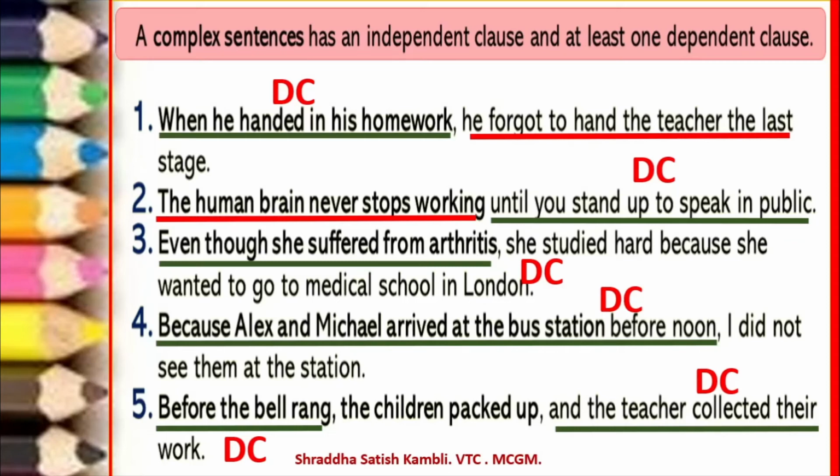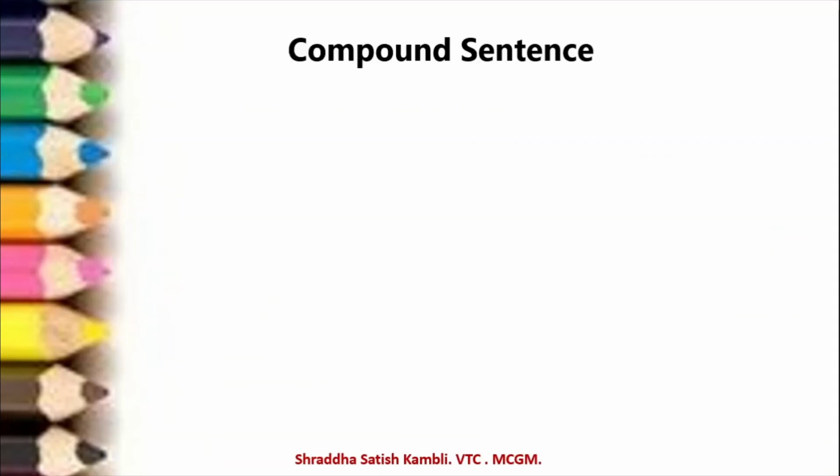Okay, children? So we have done enough examples here now in complex sentences. You have also tried to find out some answers yourself. So I hope we are on the same page and you're understanding what you're learning now. Let us go to the third and last type of sentence, which is compound sentence.